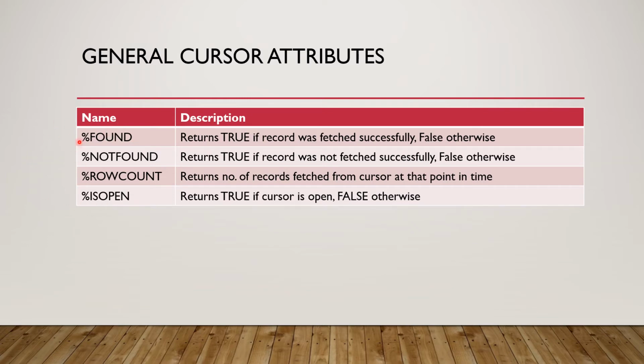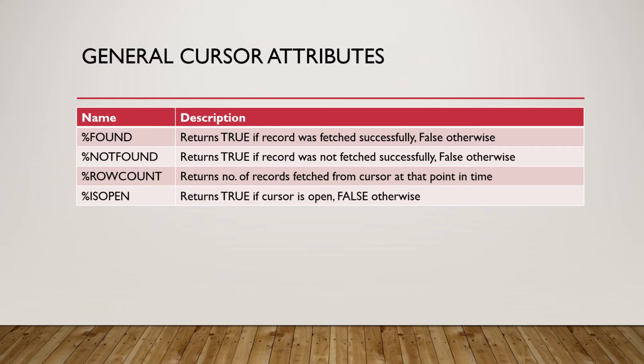First one is %FOUND. It returns true if a record was fetched successfully, false otherwise, right? And %NOTFOUND, it's very clear, returns true if a record was not fetched successfully, false otherwise. And the third one is %ROWCOUNT. It returns the number of records fetched from the cursor at that point in time. And the last one is %ISOPEN. It is used to check whether the cursor is open. It returns true if the cursor is open, false otherwise.